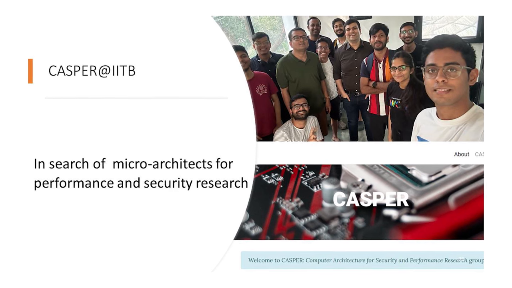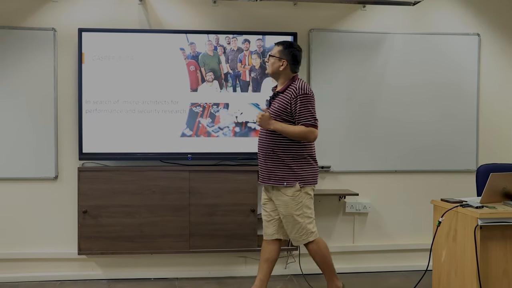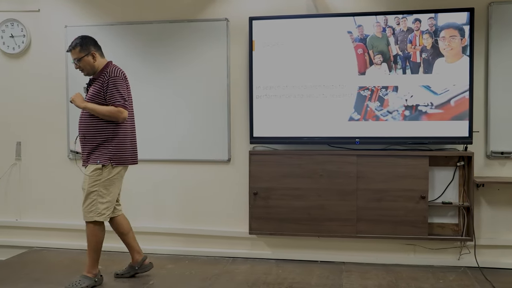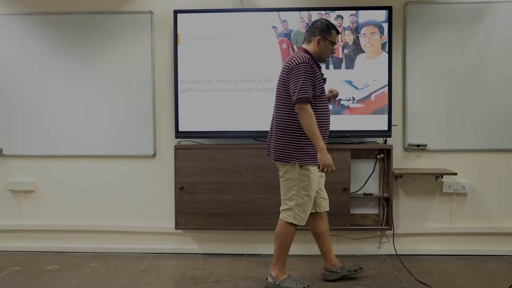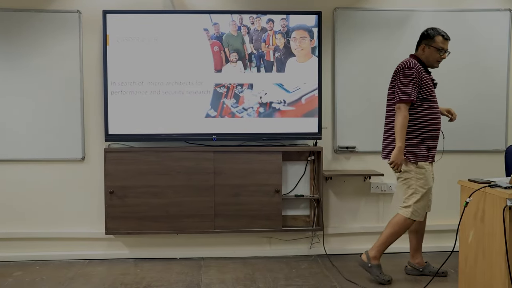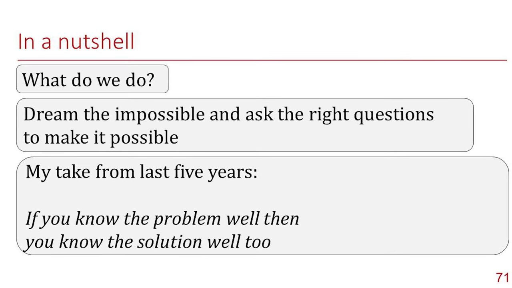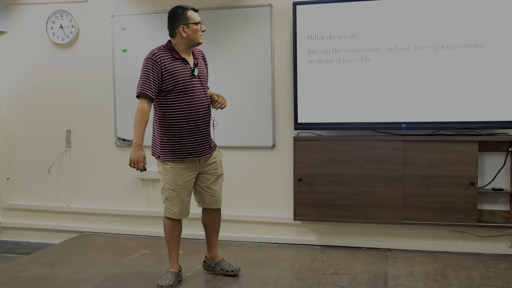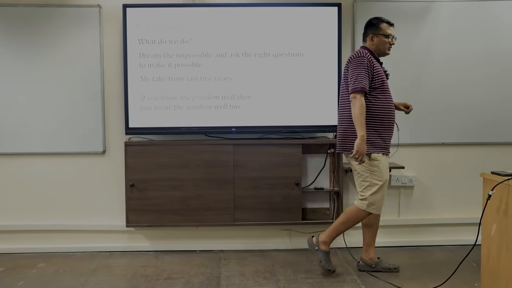So this is my research group called CASPER. We work on performance and security research. So the P stands for performance, S stands for security, C stands for computer architecture. Okay? So go to this webpage, you will find many other interesting things. What we do is we try to dream to the maximum extent that we can, and then we start asking the right questions to make it possible.